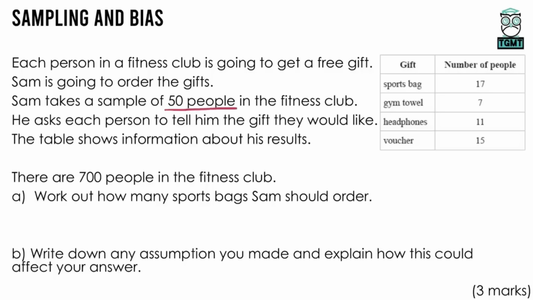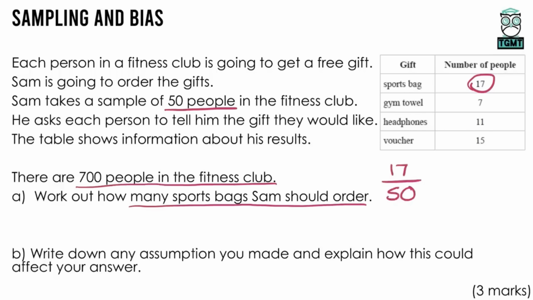It says that there are 700 people in a fitness club. How many sports bags should Sam order? Well, here he had 17 people that wanted the sports bag, and that was 17 out of 50. So if we're looking at 700 people, we just need to work out that fraction of 700. So you could divide by 50 and times by 17, just doing a fraction of an amount.